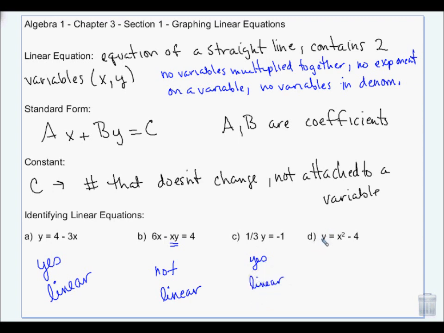And here I have y equals x squared minus 4. Because that x has an exponent on it, it's not linear. And if you had something like 2 over x equals 3, this would also not be linear, because you can't have variables in the denominator.